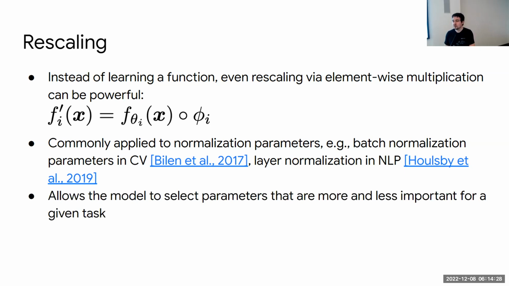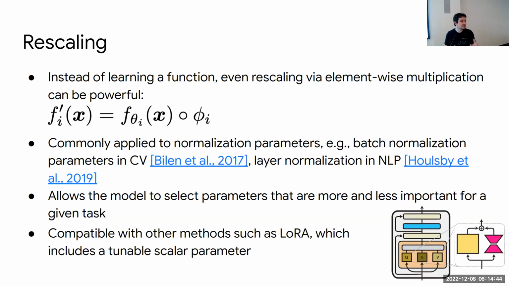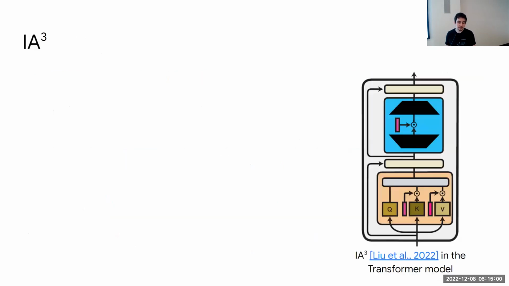By doing this sort of rescaling, the model can select which of the existing parameters are most important and should be upweighted versus downweighted, which can already be quite powerful with very large models in practice. This is also quite compatible with other methods. Even LoRA, for instance, in an updated formulation, includes a rescaling component: a scalar that is simply multiplied with the output of the weight matrix here.